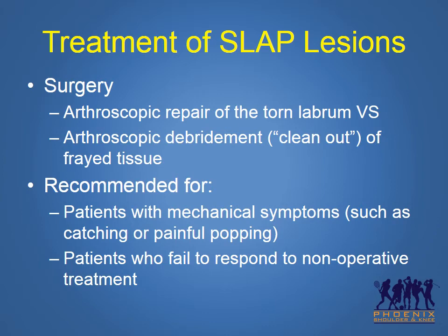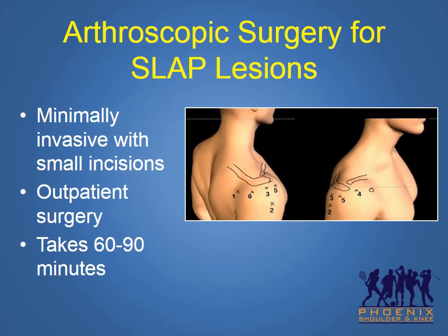Surgery is typically recommended for patients with mechanical symptoms such as catching or painful popping, or those who fail to improve with a course of non-operative treatment. Surgery for SLAP lesions is performed arthroscopically using minimally invasive techniques. Arthroscopic surgery involves numerous small incisions around the shoulder. This is performed on an outpatient basis, meaning that patients do not have to spend an overnight stay in the hospital. The surgery typically takes from 60 to 90 minutes to perform.